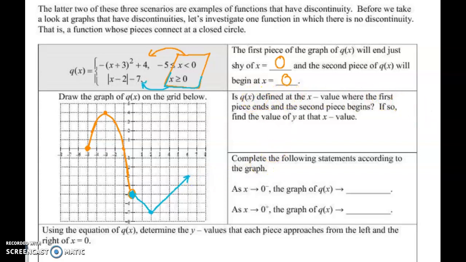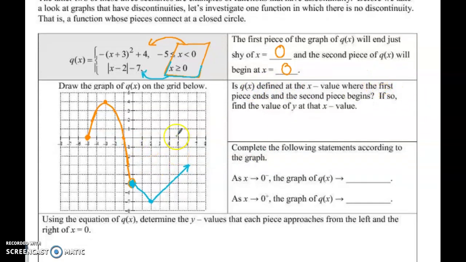So is q of x defined in the problem? That answer quickly is just yes. We're looking at these x equals zeros. Now, which equation is it defined for? It's the bottom one because it says equal to. So that's your clue to go to the bottom equation and plug in 0 for these x's. 0 minus 2 is negative 2. Absolute value is positive 2. Minus 7 is negative 5. So q of 0 is actually equal to negative 5 from the bottom equation.